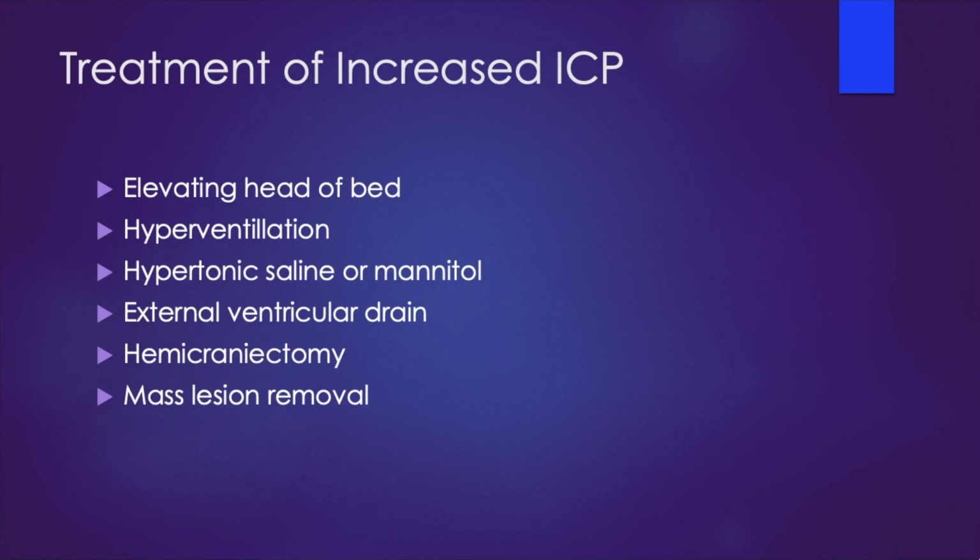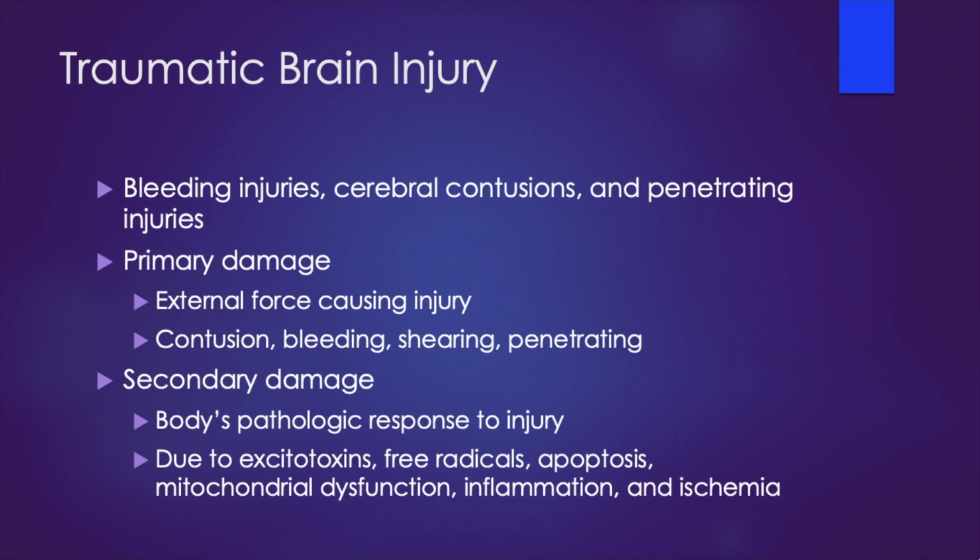Hyperosmolar therapies with mannitol and hypertonic saline reduce intracellular volume in the brain. Surgical treatment options include placement of an external ventricular drain to remove CSF, hemicranectomy to remove part of the skull and allow the brain to swell, and mass lesion removal. Now let's switch to discussing traumatic brain injury.